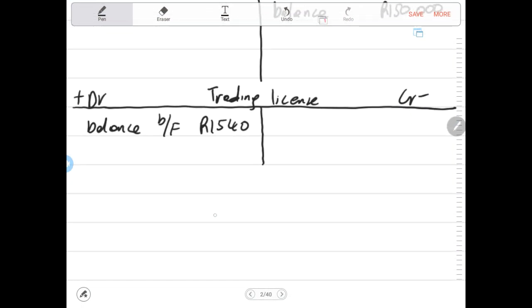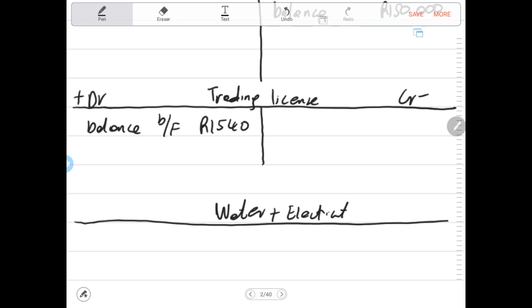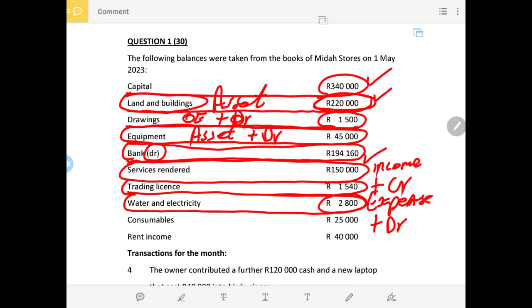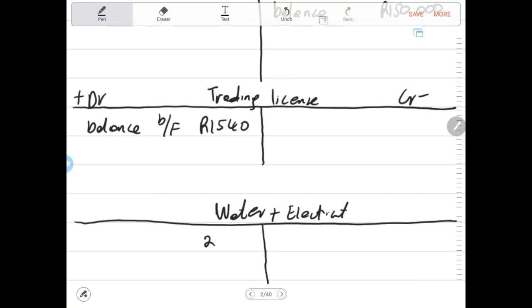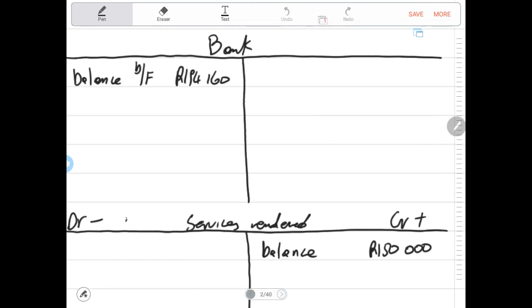Then we have our ledger account for water and electricity. Then we draw the line for the ledger account or T account called water and electricity. We said it's 2,800. 2,800 will be recorded on the debit side because water and electricity is an expense and expenses increase on the debit side. So we always record the opening balances on the side the account is increasing.